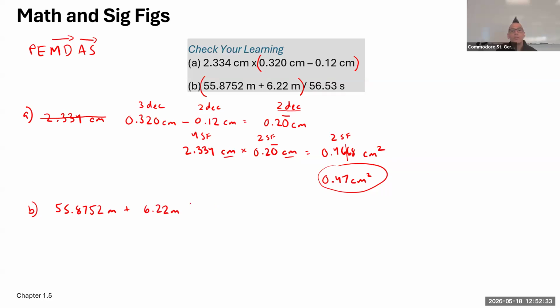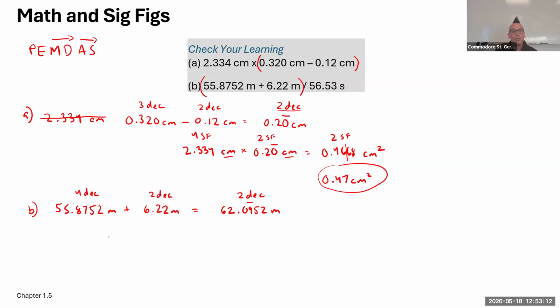6.22 meters. And that's going to be, again, decimals. So here we have 4 decimals, 2 decimals. Our answer should be 2 decimals. Okay, so 55.8752 plus 6.22. I got 62.0952, and that's meters. We want 2 decimal places. I'm just going to put a line there.